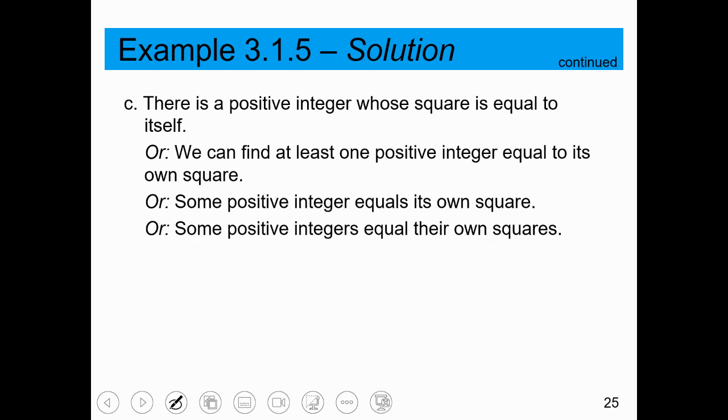And finally, example C, there's a positive integer whose square is equal to itself. Or we can find at least one positive integer equal to its own square. Or some positive integer equals its own square. Or even some positive integers equal their own squares. So again, the spirit of the formal statement should be preserved, but you have a lot of leeway in exactly how you're going to say that.